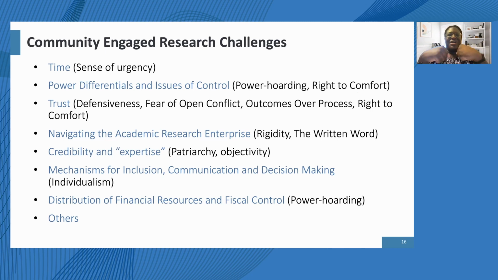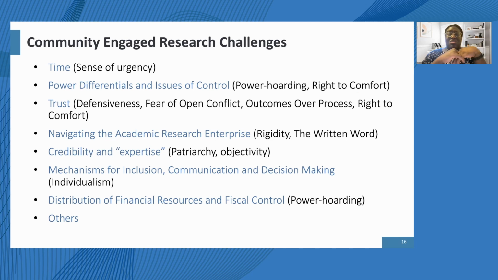Thinking about the power differentials and issues of control, right? So for us to feel comfortable with doing the research, oftentimes we're encouraged to take control of that. We get rewarded for being principal investigators and things like that. But the reality is that that's actually not going to be conducive to working in this situation. Building trust can be really scary, but important to the process.